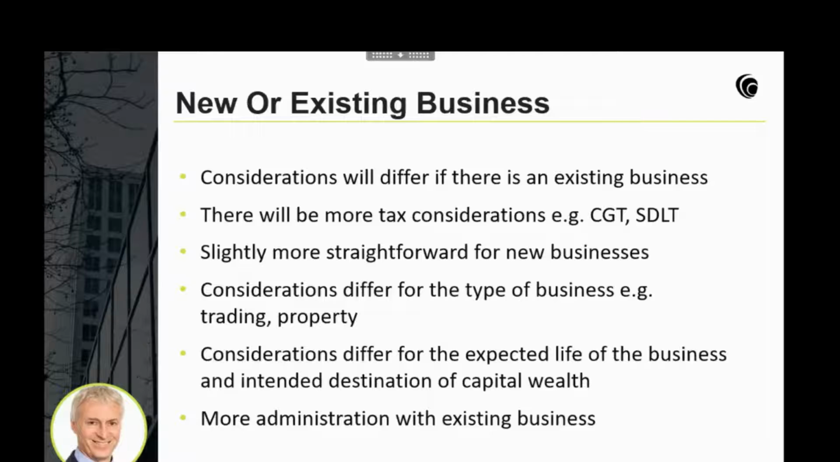How long do you think you're going to be in business? What are your intentions at the end? What are your plans for your capital wealth? These are all factors in deciding what structure you might take. And you have to remember that if you have an existing business and you're moving into a corporate structure, there's going to be more to do than if you're just setting up from scratch.